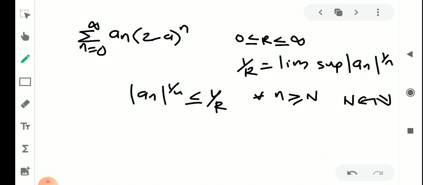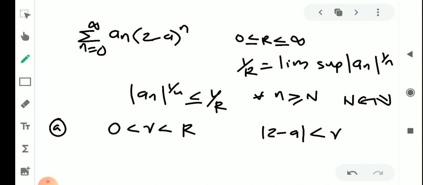Now we consider the A part, that is, we consider a number 0 less than small r less than capital R. We have to prove it for mod z minus a less than r. So we take a number small r less than capital R such that mod z minus a is less than small r.